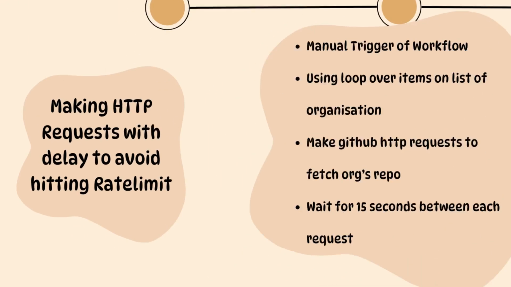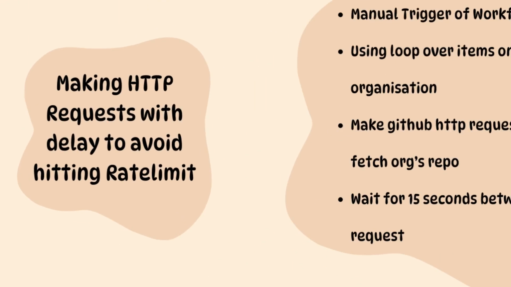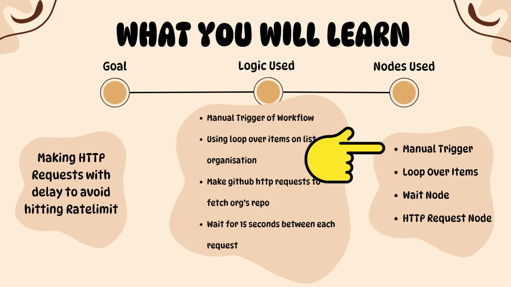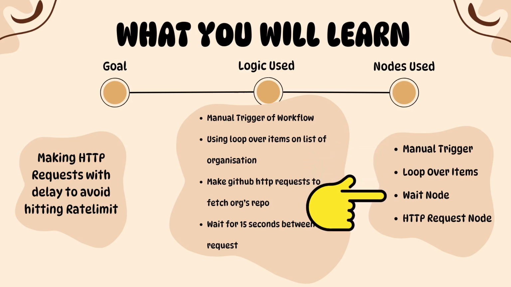Our goal? Use only n8n nodes to loop through a list of org names and get their repositories in GitHub using unauthenticated API endpoints. This flow uses just 4 nodes: manual trigger, Loop Over Items, wait node, and finally the HTTP request node.